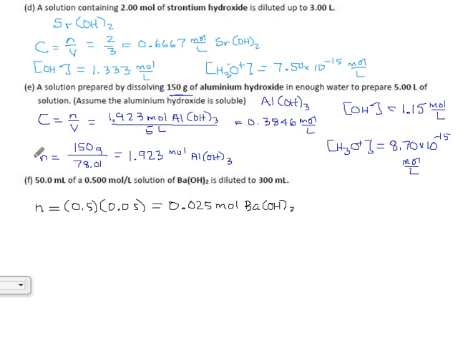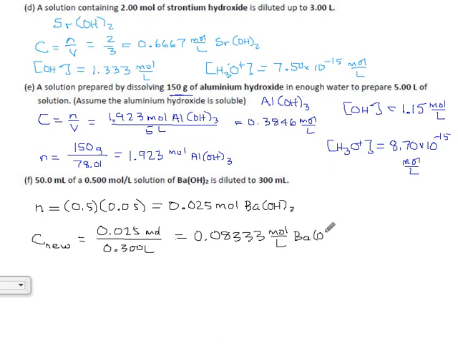Now, if we put that in 300 mils of liquid, our new concentration is, well, it's the same number of moles of chemical. We didn't change that. And the new volume is 0.3 of a liter. 0.025 divided by 0.3, 0.08, endless string of 3's, moles per liter barium hydroxide.